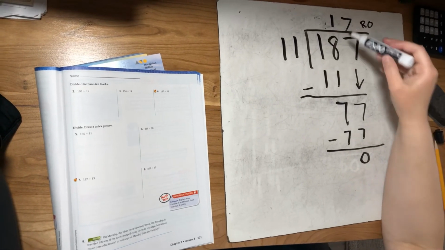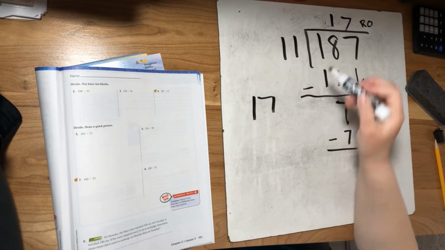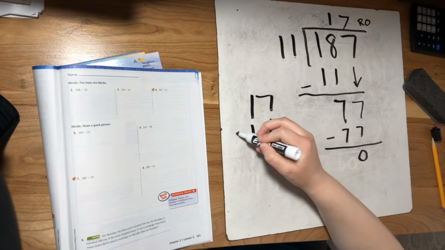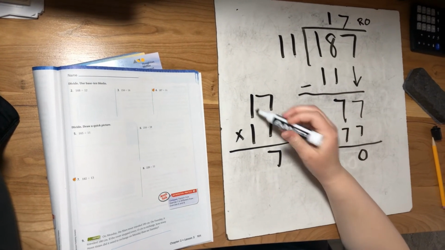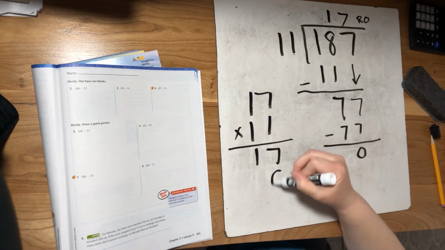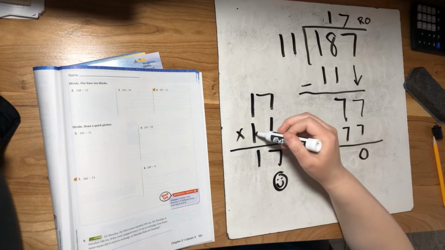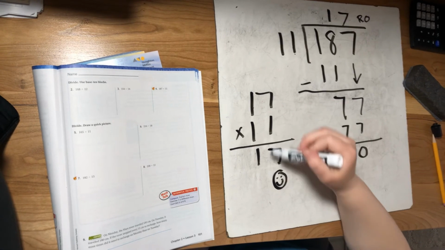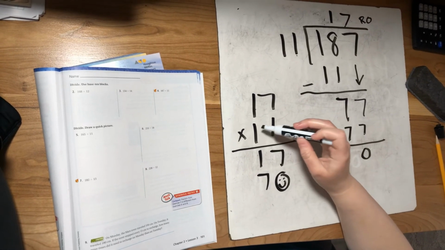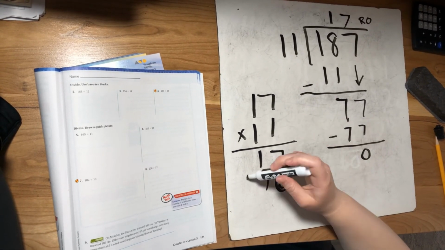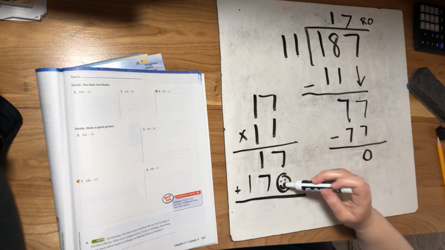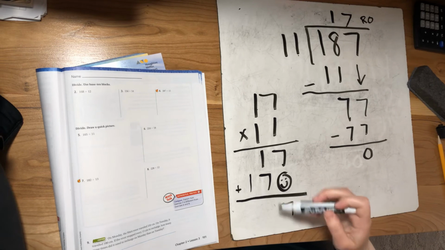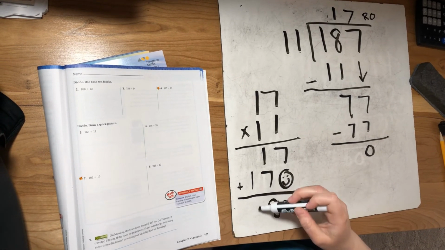Let's check it by taking the 17 and multiplying it by 11. 7 times 1 is 7. 1 times 1 is 1. Bring that 0 as a place value because we're going into the tens place. 1 times 7 is 7. 1 times 1 is 1. Now we're going to add. 7 plus 0 is 7. 1 plus 7 is 8. 1 plus 0 is 1.